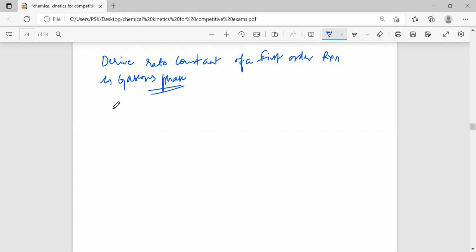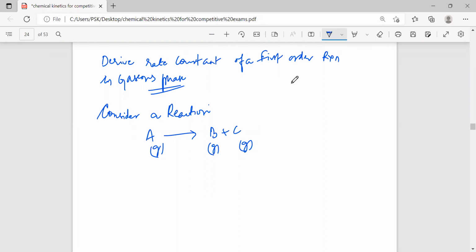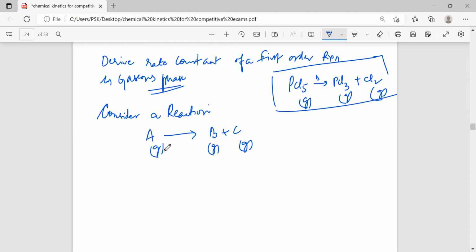Now, in order to derive this, we can consider a reaction like this. Consider a reaction A giving you B and C. A is a gas, B is a gas, and C is also a gas. For an example, if you take PCl5, this PCl5 on heating will decompose to give PCl3 and Cl2. All are in gaseous state. So this is the representation. Reactant A decomposes to give product B and C. Both are in gaseous state.